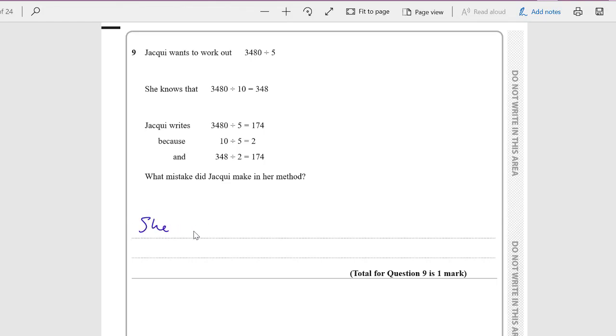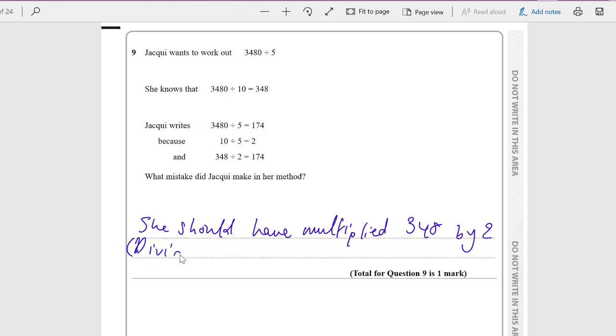So she should have multiplied 348 by 2 because, and this is a little bit extra that you can put down, dividing by 5 gives twice as much as dividing by 10.